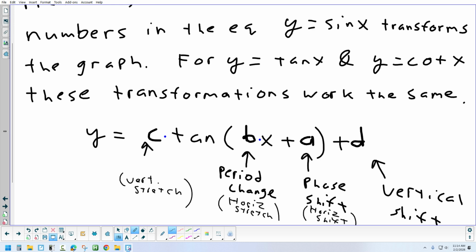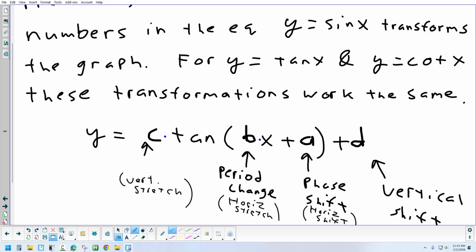Remember, A and B are backwards. So if you add, that would shift it which way? Left. Subtracting would shift it right. With vertical shift, it's not. Addition is up. Subtraction is down.